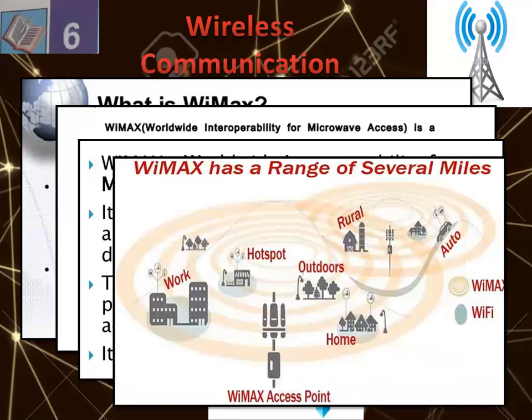And here is a graphical representation of your WiMAX. It has a range of several miles: workplace, hotspot, outdoors, rural, home, auto, and WiMAX access point. So WiMAX basically is a wireless network that provides public network service to users. It is very similar to Wi-Fi but covers a big range of area, and it should be 40 to 50 kilometer, and WiMAX creates a metropolitan area WMAN and provides a wireless alternative to cable TV and DSL internet connection.